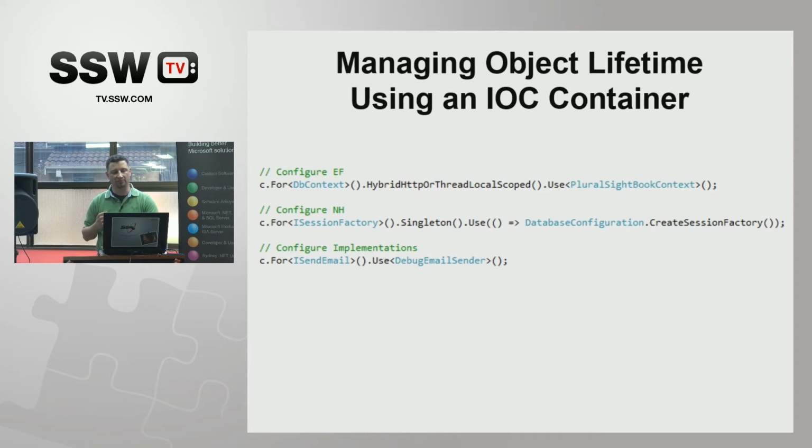And in this case, with Structure Map, this is the syntax for how you would configure how it gives you these objects. So on the first line, we're talking about entity framework in this case. And with entity framework, you've got this DB context typically that you want to have one of for any given HTTP request. Or if you're running it on a console app or a WPF app, you can just have one for the app. And typically that's sufficient. So this hybrid HTTP or thread local scope basically says, give me one of these for the thread or give me one of these for this HTTP request. And it does all the logic of that behind the scenes.